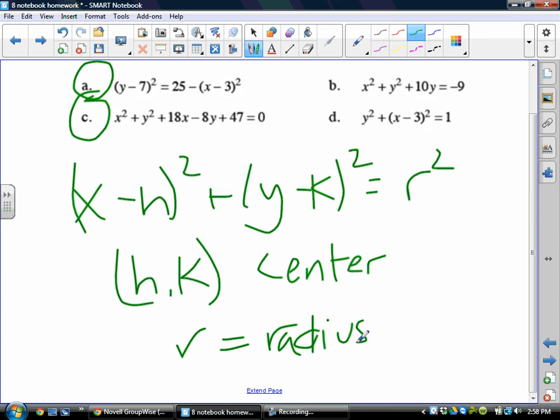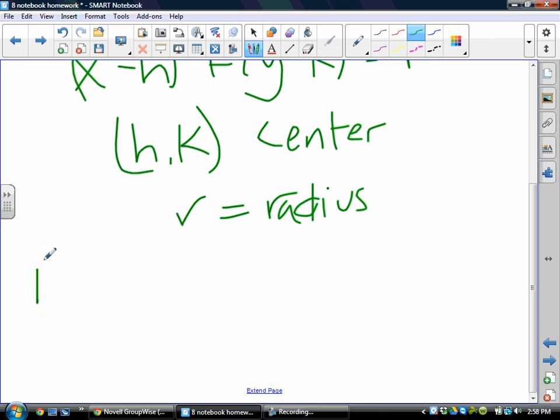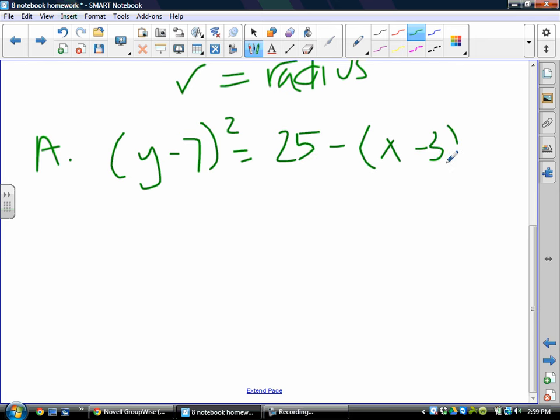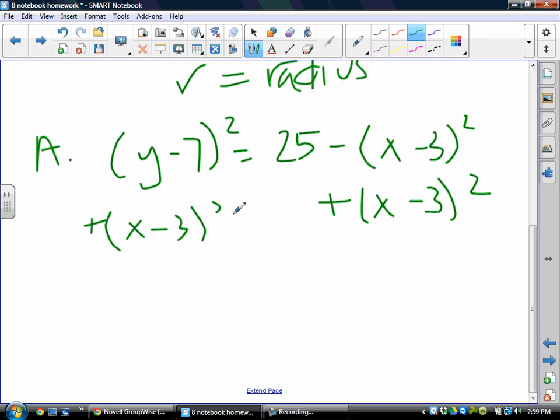Okay, so for part A, I need to rewrite this equation. All I'm going to do is add this to both sides instead. So let me write it down here for A. We have (y minus 7) squared equals 25 minus the quantity (x minus 3) squared. Normally the x's and the y's are on the same side, so I'm going to just add this quantity to move it from the right to the left, basically. So now it's gone.